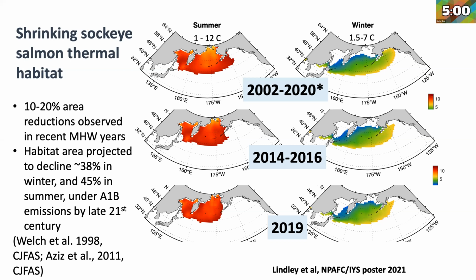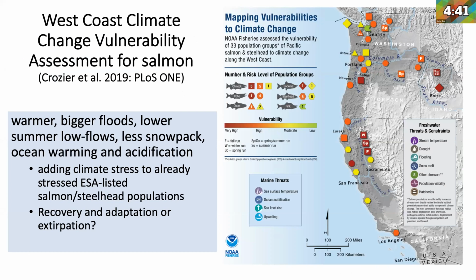But projections looking out towards the end of this century suggest that things are likely to get a lot more squeezed in the future, that at least in the work we did, about a 38% decline in winter habitat availability and 45% in summer for sockeye, if that 12-degree sea isotherm is a good metric.